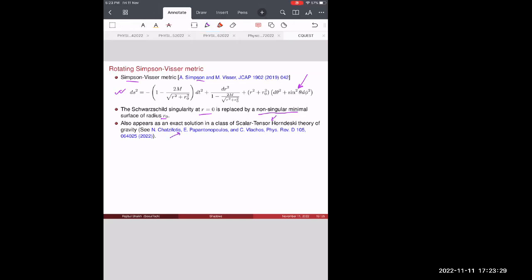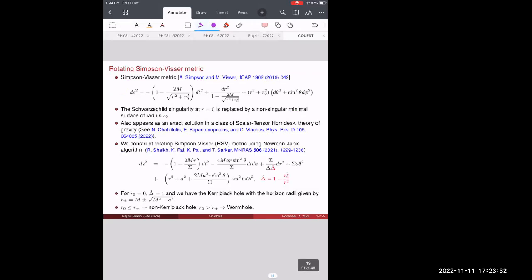Now, what we do next is we use the Newman-Janis algorithm to construct the spinning version of this space-time, and the space-time is given by this. This space-time is the same as the Kerr black hole space-time, except for this delta hat term. If we put R0 to 0, then this delta hat term becomes 1, and we have the Kerr black hole. And if R0 is non-zero, then this space-time is different from the Kerr black hole.